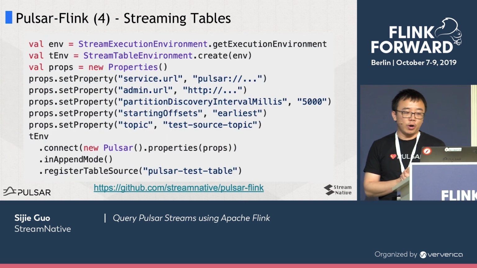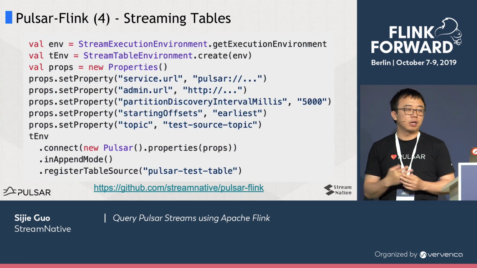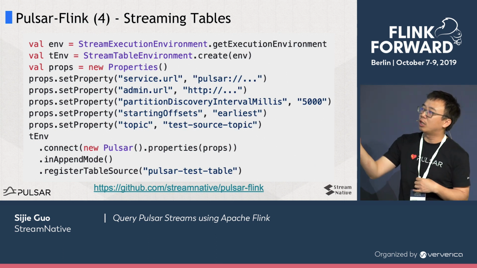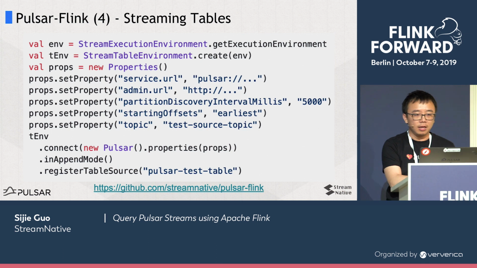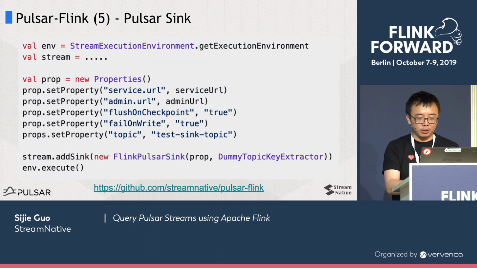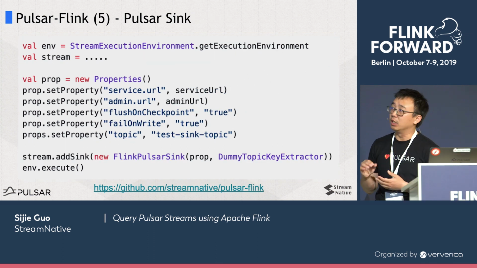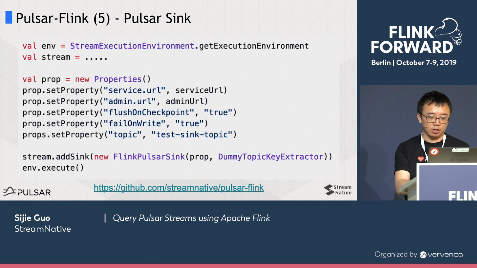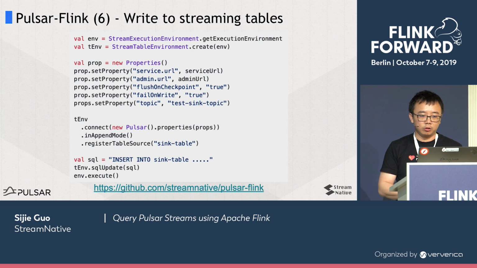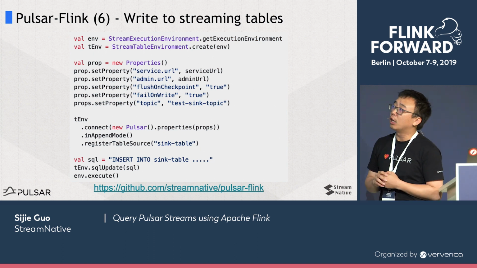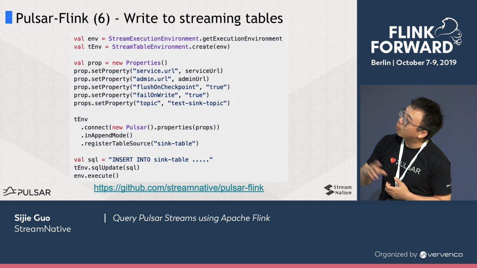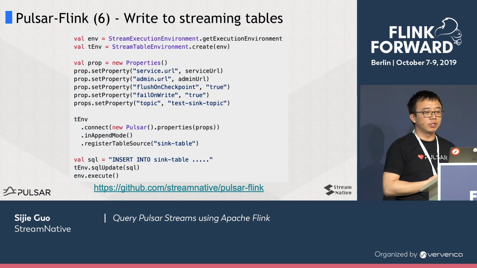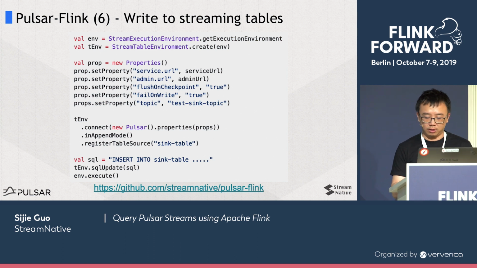Similarly, you can register a topic as a streaming table with the Flink register table source API, and you don't need to write any serialization and deserialization in the constructor. You can also register a table sink, and then run any SQL queries and insert the result back into Pulsar.